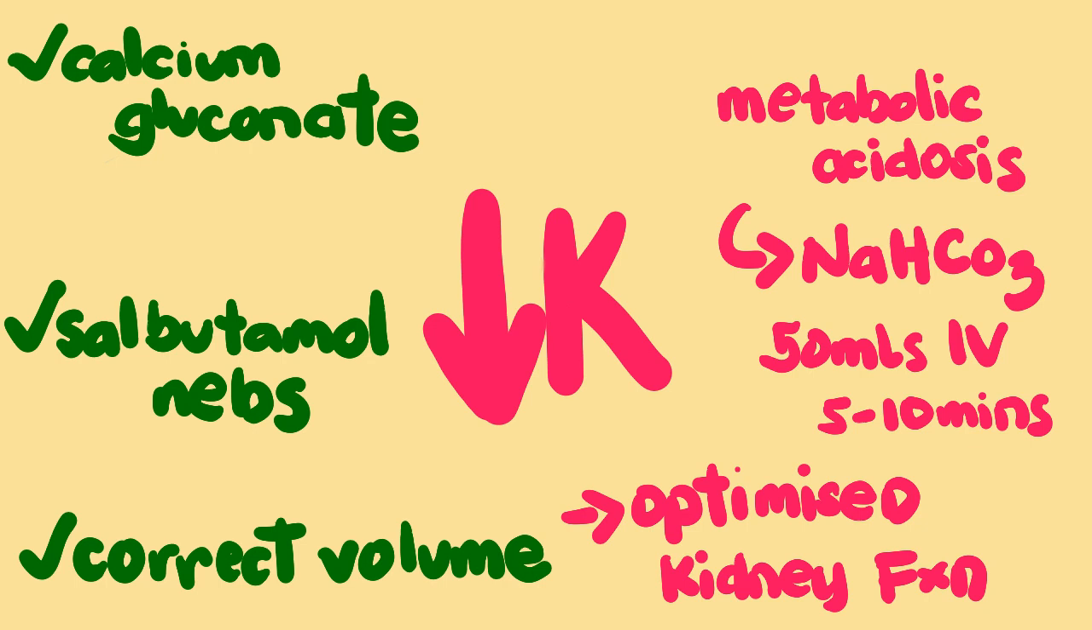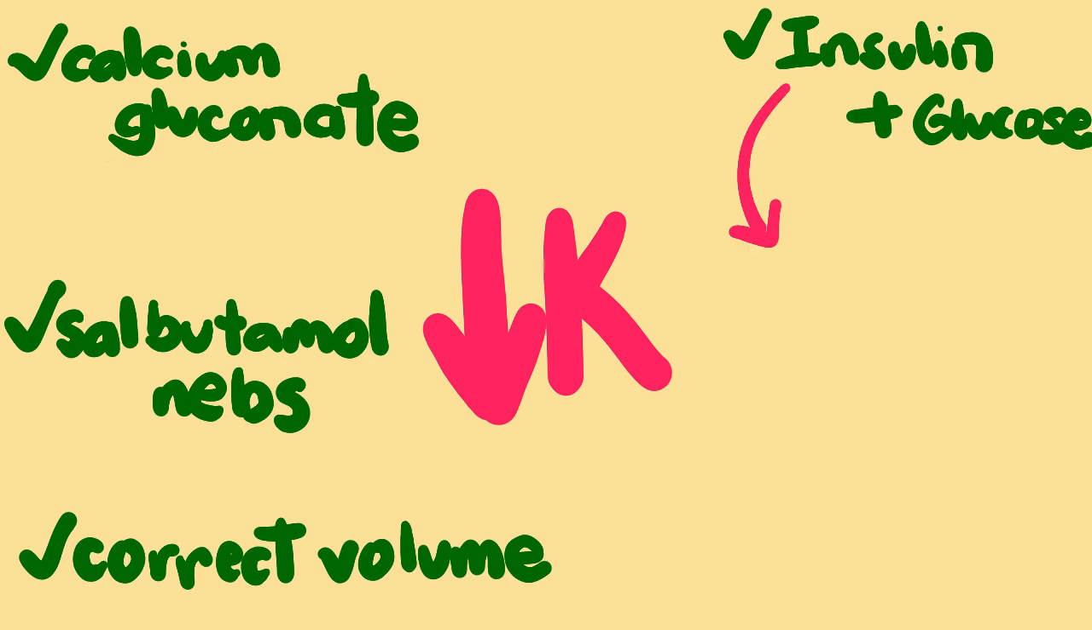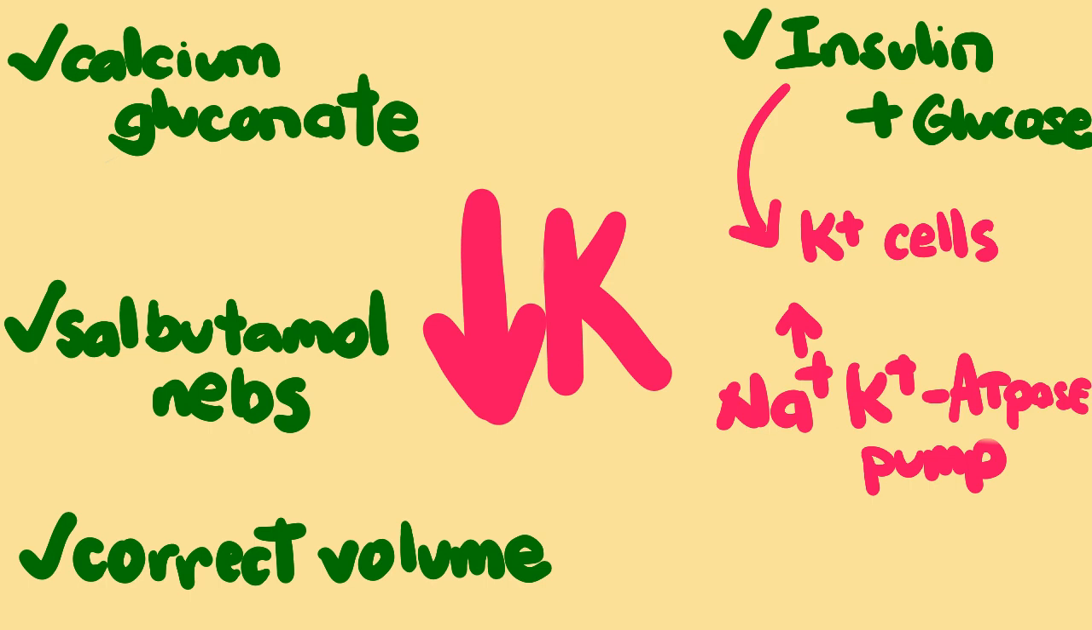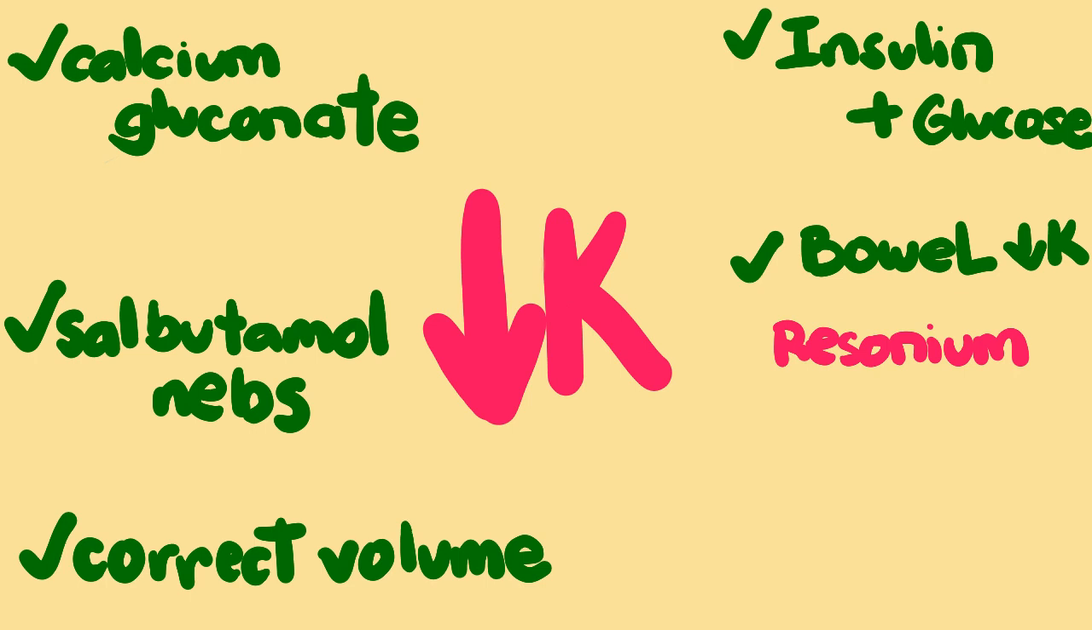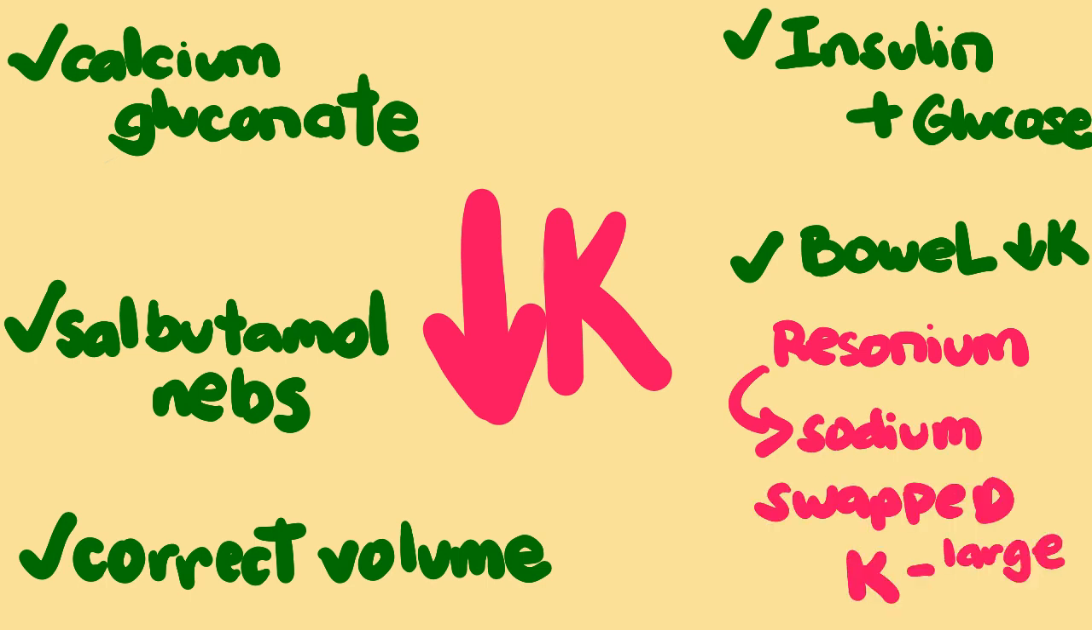Another intervention is insulin and glucose. Insulin shifts potassium into the cells by stimulating the sodium-potassium ATPase activity. In short, this pump exchanges intracellular sodium for extracellular potassium, therefore lowering serum K level, and the glucose is to correct the effect of insulin. We also give Resonium A, whereby the sodium will swap with potassium in the large intestine.